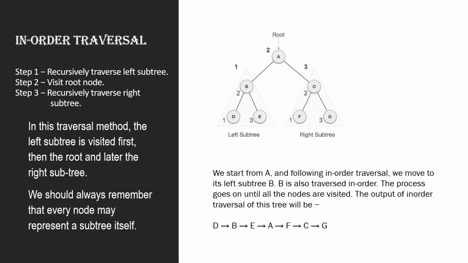Here is the example. Here we start with the root node A and follow in-order traversal. We move to its left subtree. This is the left subtree of that tree, and B is also traversed in order. The process goes on until all the nodes are visited.